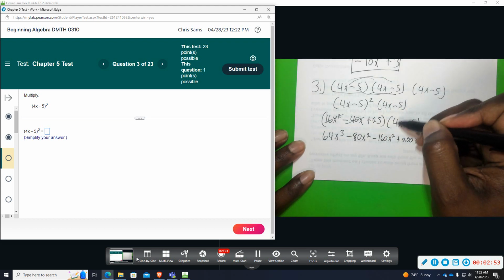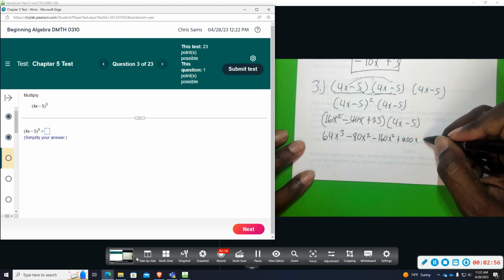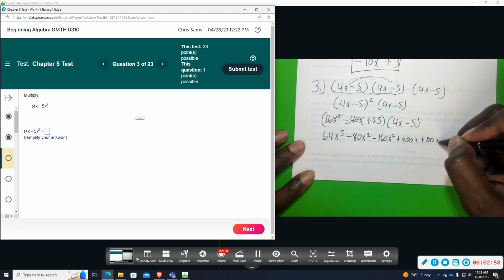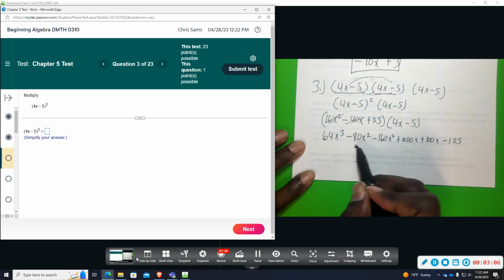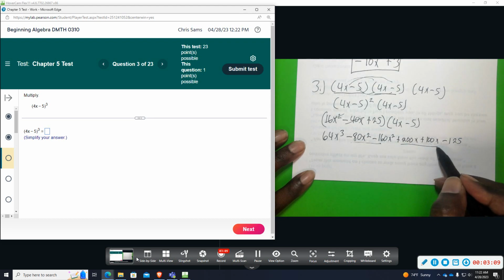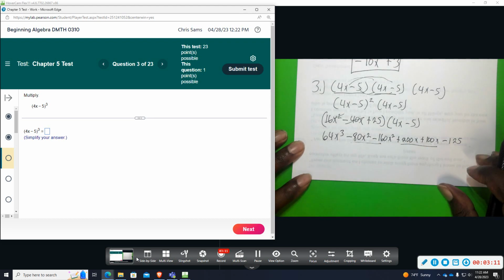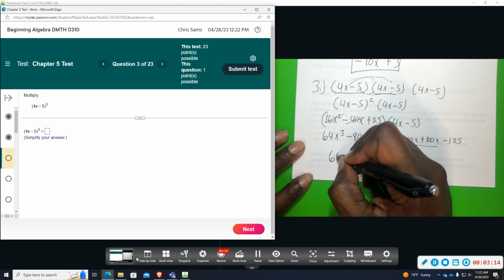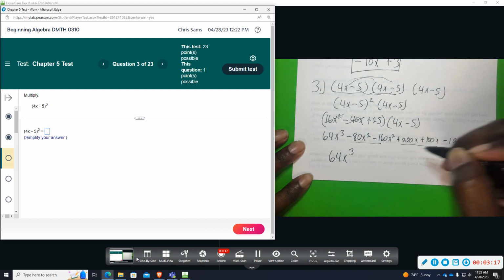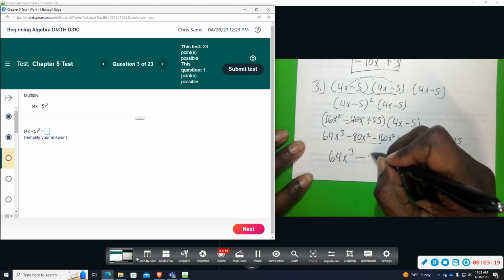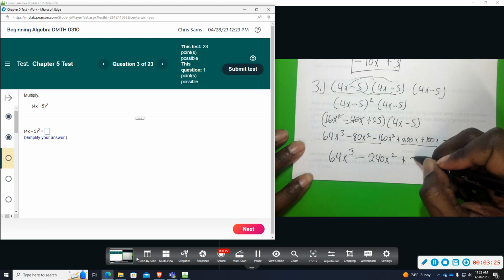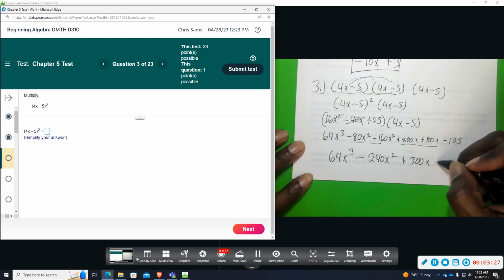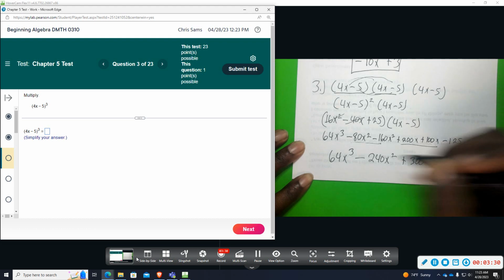We're going to do 25 times 4x. That will give us 100x positive. And then 25 times 5 will give us a negative 125 because it's a negative 5. All right, so we've got like terms to combine, x and x, and then write our final product. So we get 64x to the third. This will be minus 240x squared plus 300x minus 125.